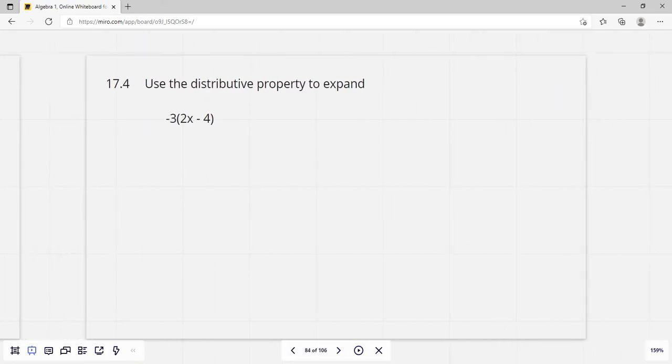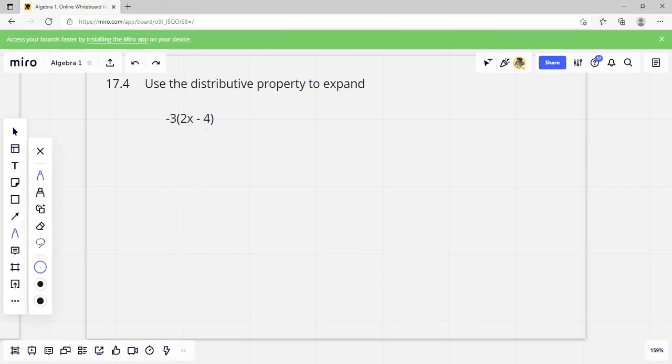This one has more numbers in it, but we're just going to do the same thing. We're just going to rainbow that. So I have to multiply my numbers. I have to do 3 times 2x. 3 times 2 would be 6x, and that's negative because this is negative 3 times 2. Now I've got negative 3 times negative 4, which would be positive 12. And that's the answer to that one.